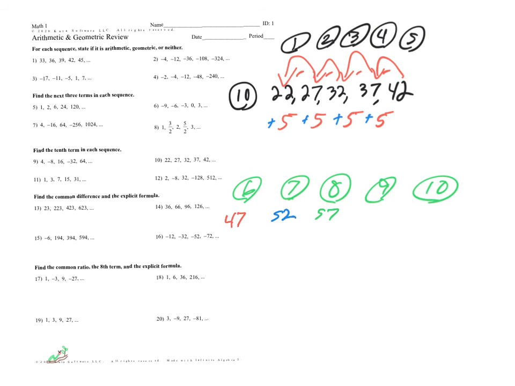57 plus 5 gets me 62. And 62 plus 5 gets me 67. So that would be my 10th term. That'd be my answer. But as I said, that's the long way, and that's the way that you're more likely to make mistakes.